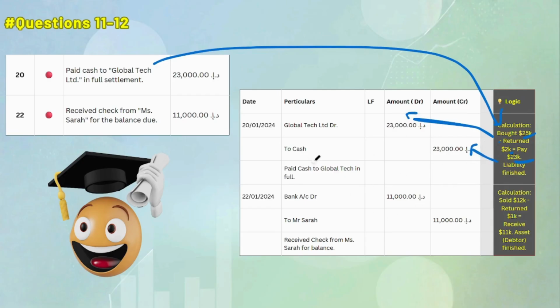On January 22nd, Miss Sarah pays us. She bought $12,000. She returned $1,000. She owes us $11,000. We receive a check, so debit bank because our balance goes up, and credit Miss Sarah because she has settled her debt.